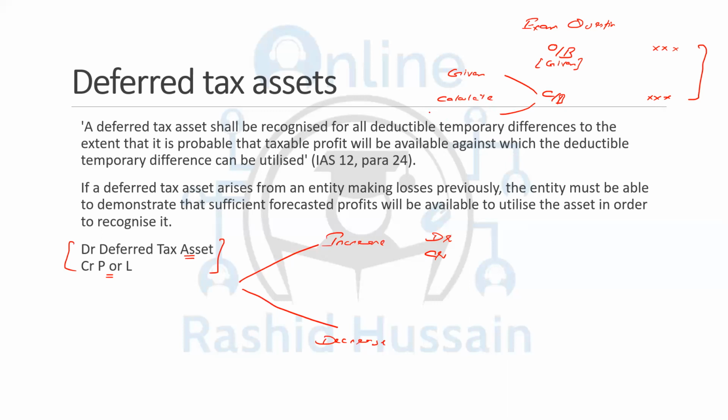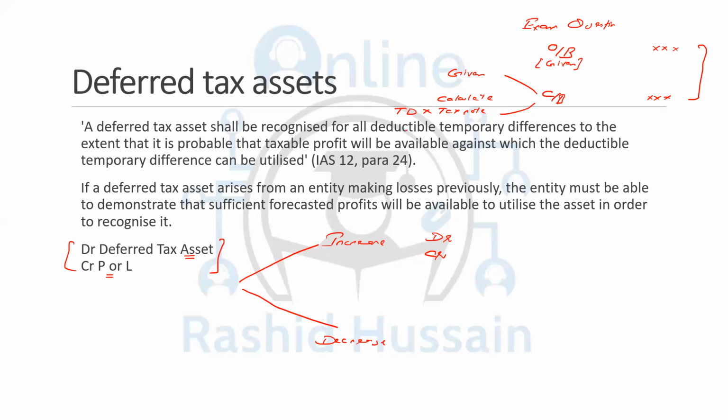How can we calculate the closing balance? Just multiply the temporary difference with the tax rate. I'm not writing here a deductible temporary difference because this works for both the asset and the liability. If you're having a deferred tax asset in the question, just compare the opening balance of the deferred tax asset with the closing balance. Closing balance either will be given or you need to calculate it.